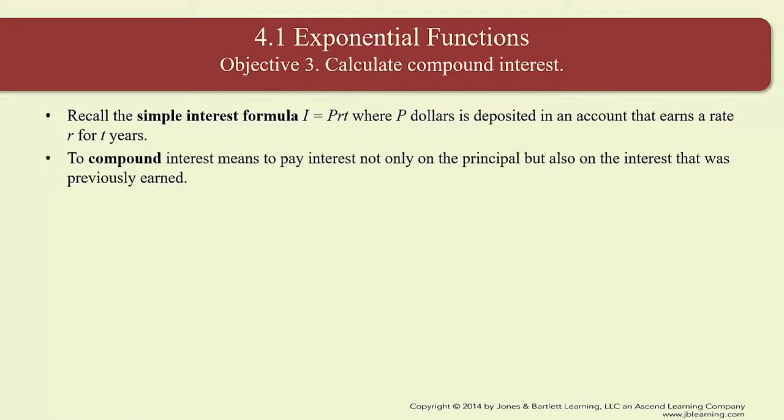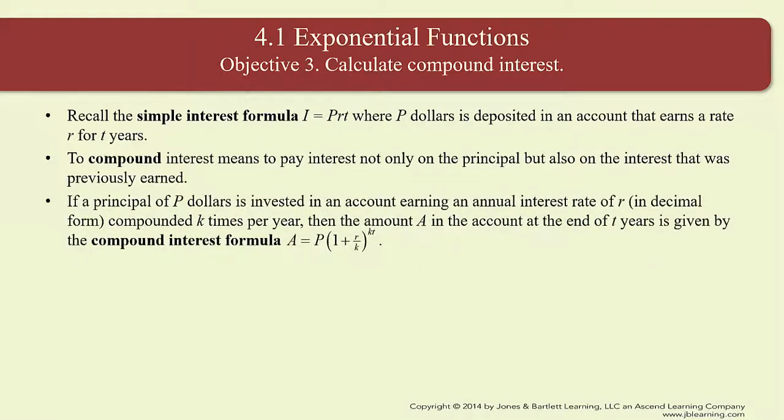When we talk about compound interest, that means you're going to pay interest not only on the principal, the P that was invested, but also on the interest that was previously earned. So if a principal of P dollars is invested in an account earning an annual interest rate of R, again, that's in decimal form, and it's compounded K times per year, then the amount A in the account at the end of T years is given by, well, there's the compound interest formula that I'm sure you remember from college algebra. A equals P times the quantity 1 plus R over K to the KT power.